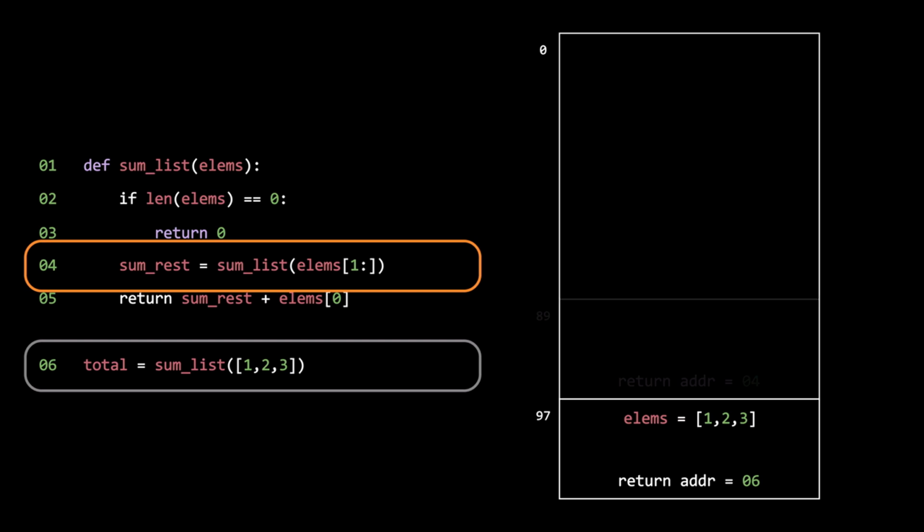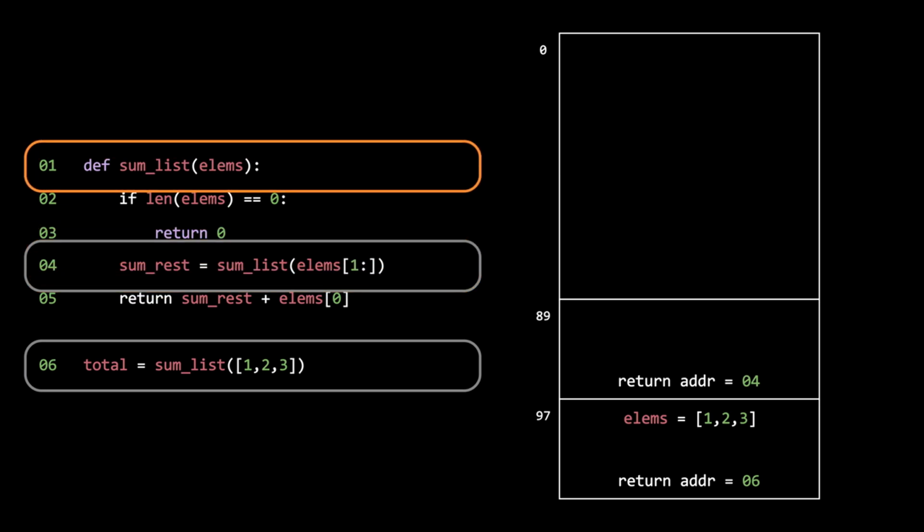Now 1 colon is the slice operator, and remember 1 is the index of the second element of the list. So this simply means that I'm going to drop the first element of the list when I call SUMList a second time. So I'm going to call SUMList. It's going to create another stack frame for the exact same function, but this is for a different call of that function. This one wants to return to line 4. So you'll notice that even the return addresses are different. It wants to come back to line 4 because that's where I currently am right now when I execute this SUMList function.